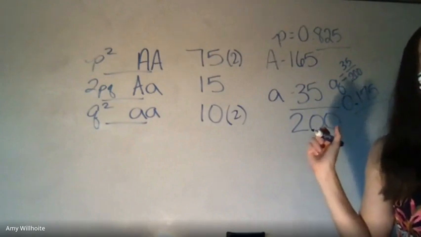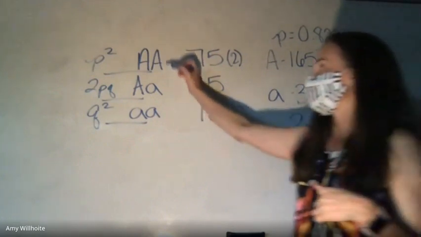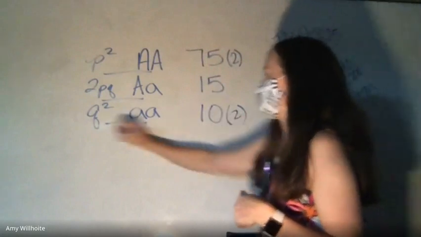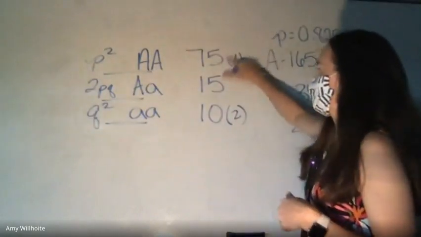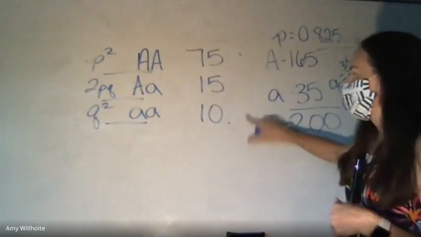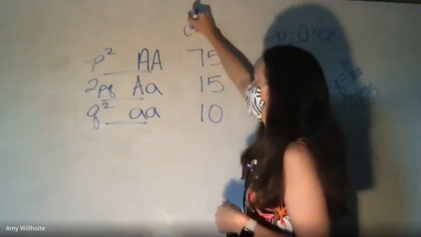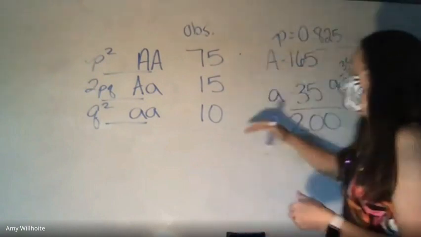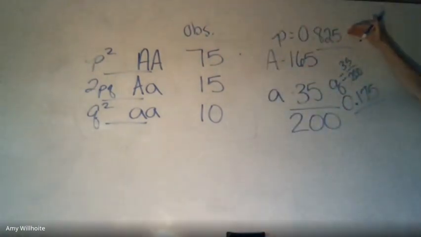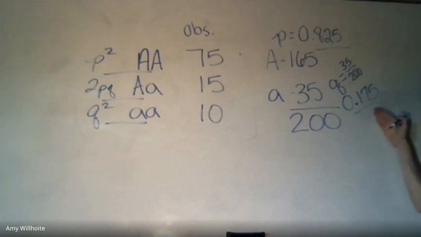Okay, so now I just need to use Hardy-Weinberg to calculate what I expected these values to be. So here are my observed values right here, and I'm gonna take off these 2s so it's not confusing. This is my observed for my chi-square. If 0.825 of my alleles were dominant and 0.175 of my alleles are recessive, what did I actually expect my genotypes to be? So that's what you have to do now.